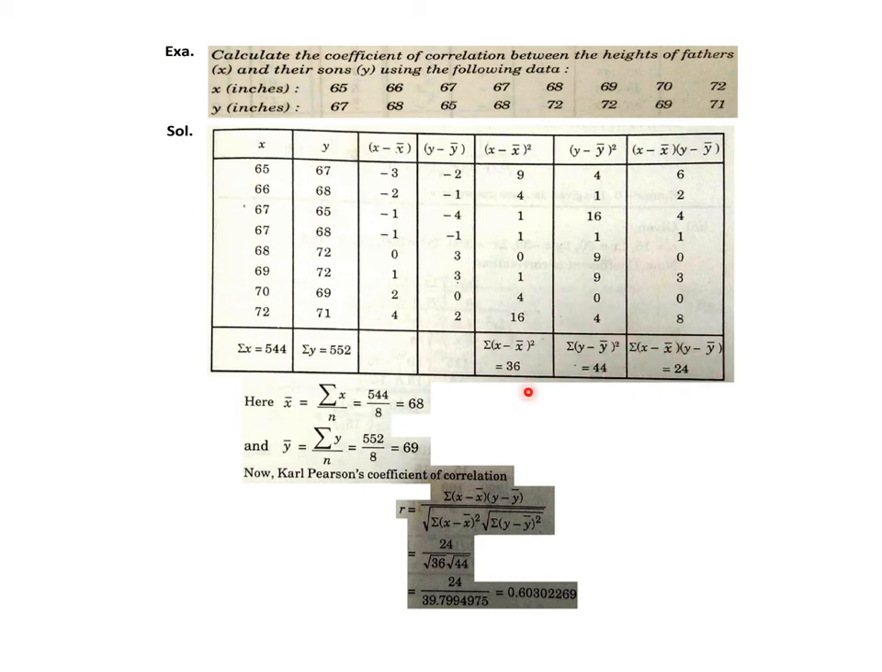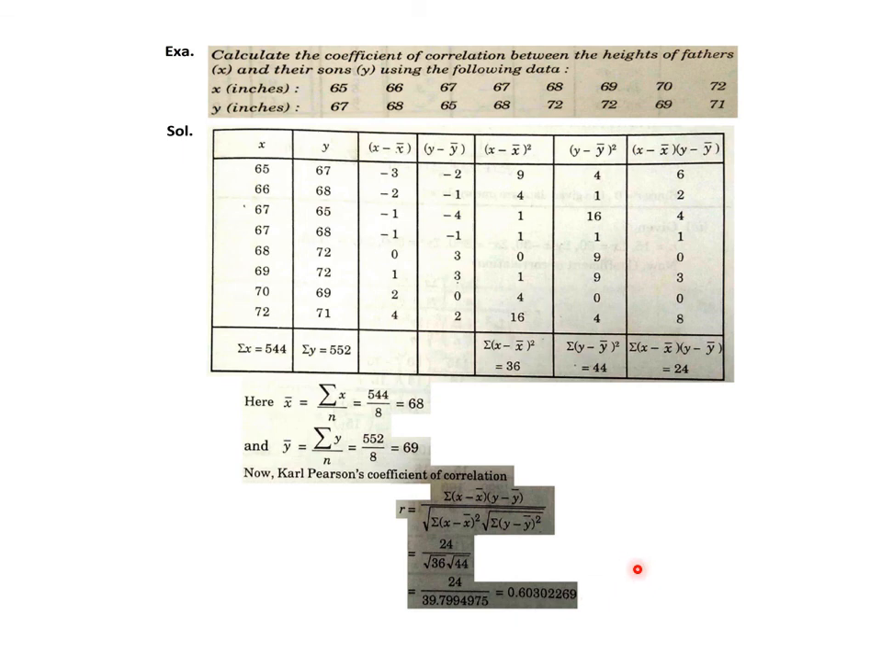So the sums of the last three columns are to be utilized in the formula: sigma (x minus x bar) into (y minus y bar), that is 24, upon root of sigma (x minus x bar) whole square, which is root 36, into root of sigma (y minus y bar) whole square, which is root 44. If you simplify it, you will get 0.60302269 approximately. You can leave it to only 3 decimal places, so 0.603 may be the answer also.